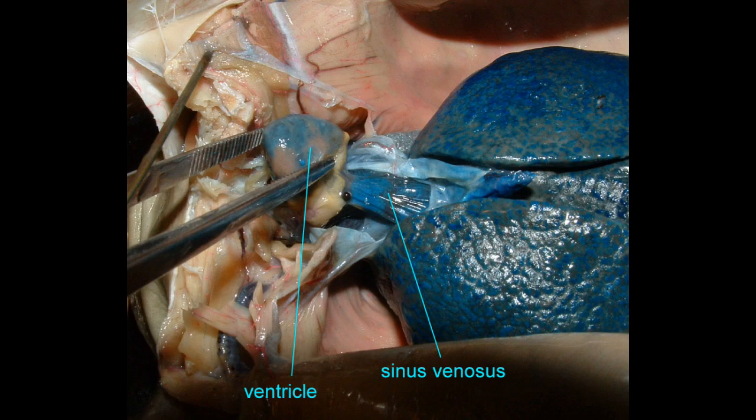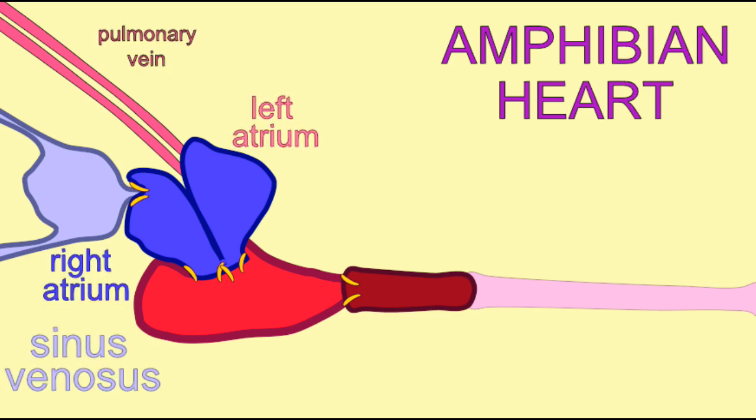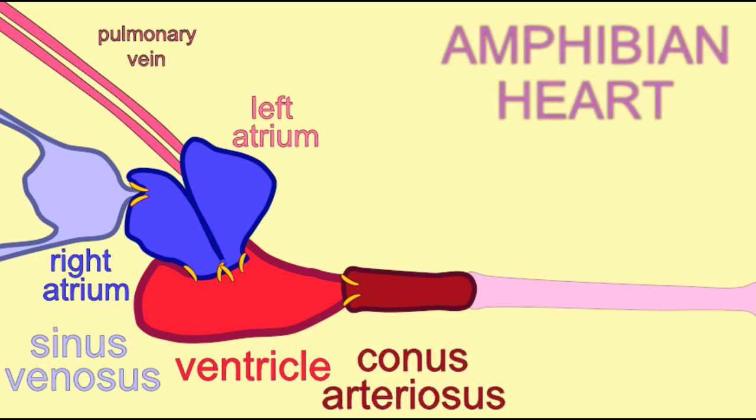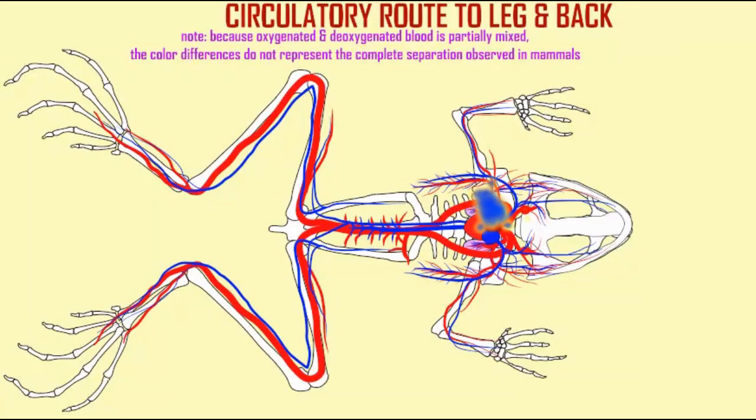In a frog, if one were to trace the circulatory route starting in the sinus venosus with deoxygenated blood and traveling through the legs and back, the blood would travel to the right atrium, to the single ventricle, to the conus arteriosus, to the pulmocutaneous artery, and some would go to the skin.